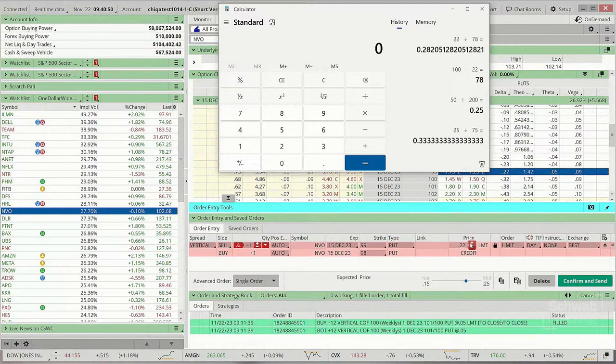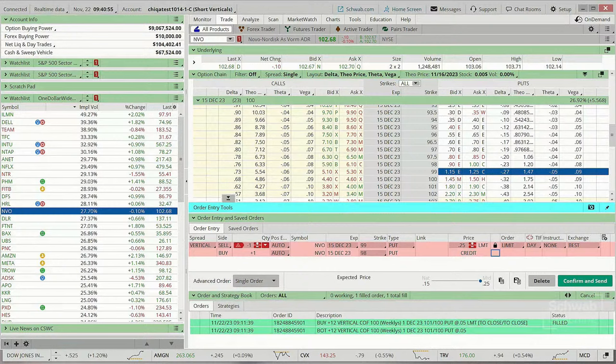Now it's back up there to 25. That makes more sense to me. So let's put it up here to 25. How much do we want to risk, investors? Because we are looking at about $75 of risk for each one of these.